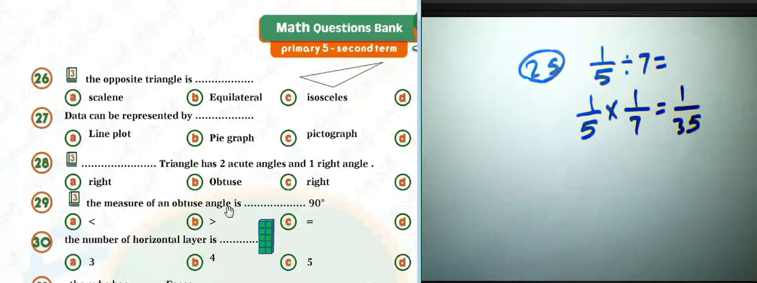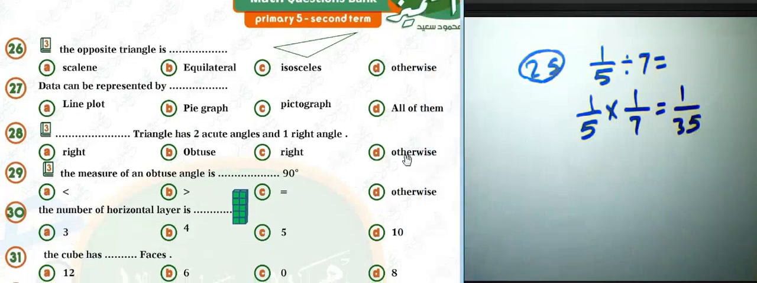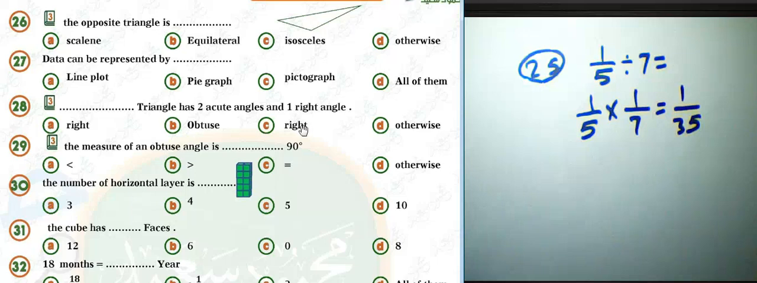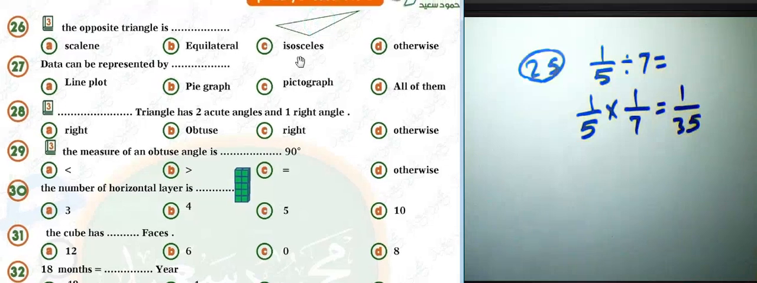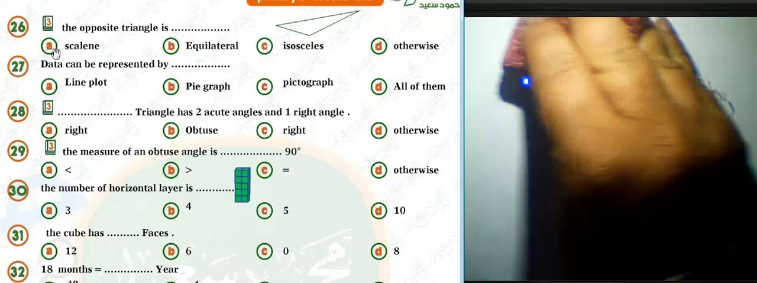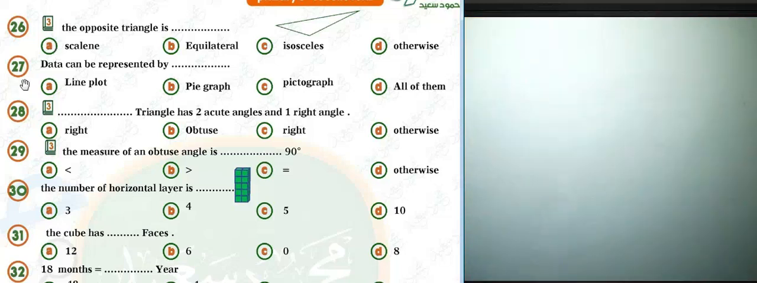Question 26. The triangle here is obtuse. Obtuse triangle and scalene. We have here scalene, letter A. Choose letter A about question 26. We call it scalene.